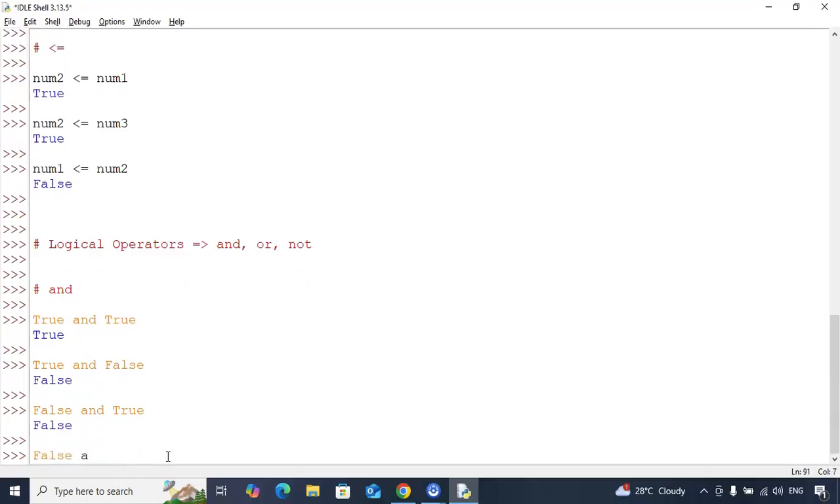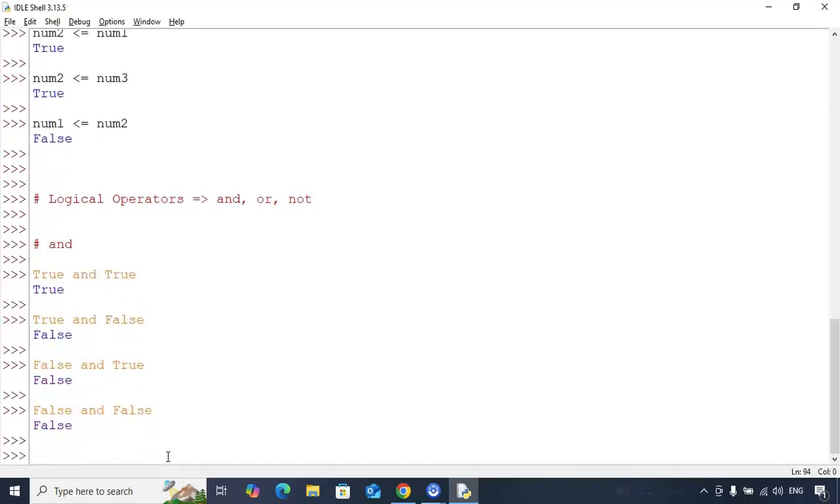And obviously, if Mark says, "I'm John and I'm 19 years old," both the statements in this case are false. False and false will obviously give you false. All right. So AND returns true if and only if both the operands are true. Otherwise, it will give us false.